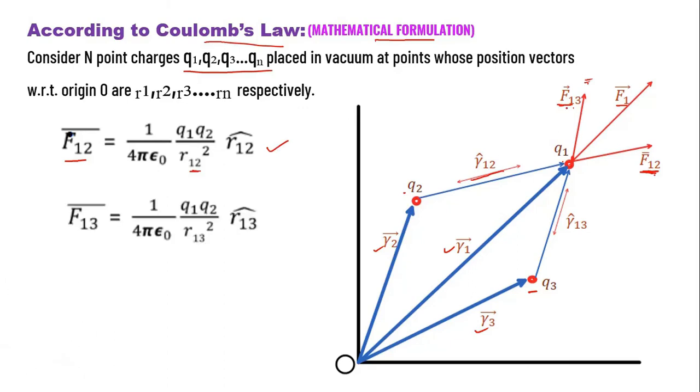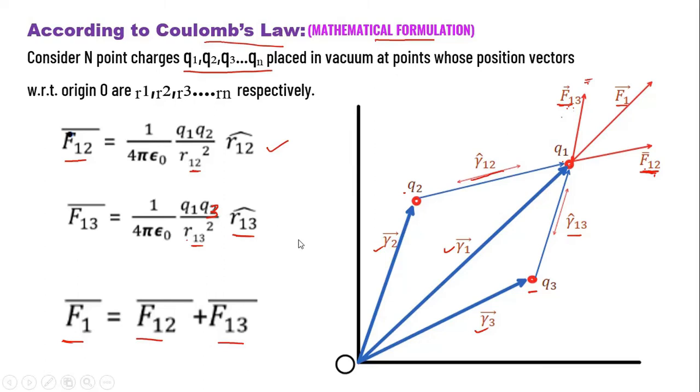Next, we want F13. F13 is the force between Q1 and Q3. With the help of Coulomb's law in vector notation, it will become 1 upon 4 pi epsilon naught, Q1 Q3 upon R13 whole square, where the unit vector will be pointing from Q3 to Q1. So this one will be F13 and this one will be F12. According to the principle of superposition, now we will add these two forces vectorially. What will be the net force? F1 will be the vector sum of F12 and F13. So this is all about the principle of superposition.